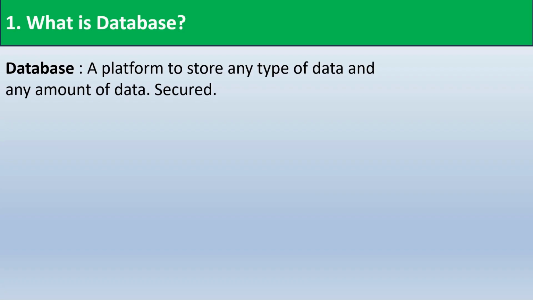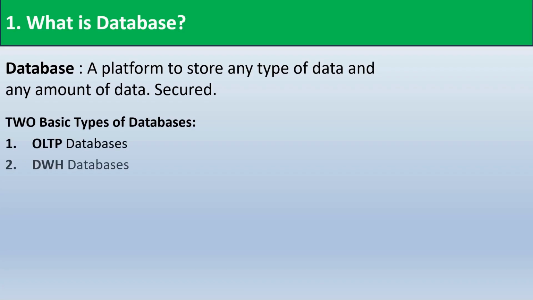Next, about the security. In order to log into or access these databases, you need certain permissions and also login permissions. Then only you will be able to access these databases. And coming to structured format, in databases, data is stored in rows and columns. We have two basic types of databases, which are OLTP databases and data warehouse databases.